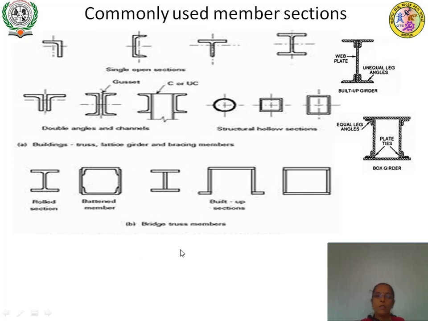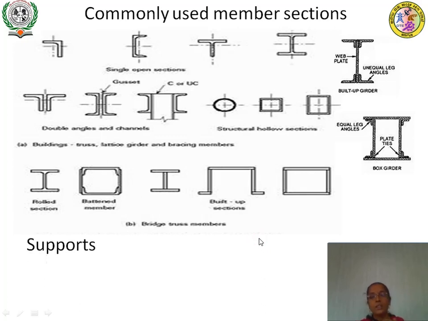Depending upon the span and the load which it has to carry, different members can be used. Normally these are used as girder members for bridges, and these can be used as truss elements.